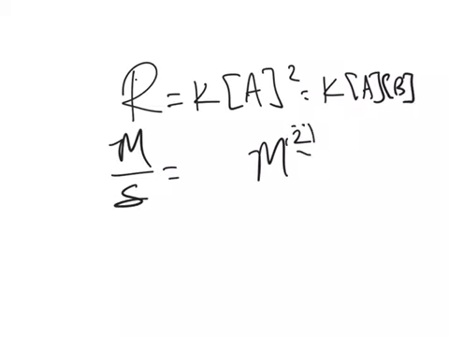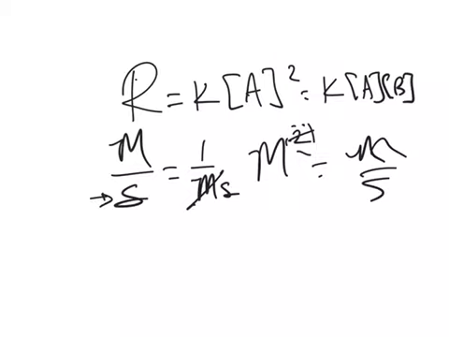There's a couple of ways you can write this, but you still have to end up with seconds down below. One option is that you write this as 1 over molarity seconds, because now that's going to drop out one of those, and I get molarity per second. Hey, life is good. So that's an option.